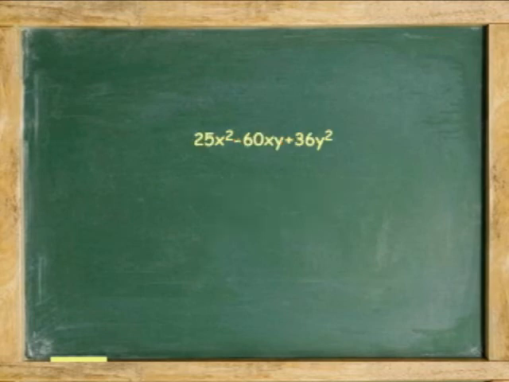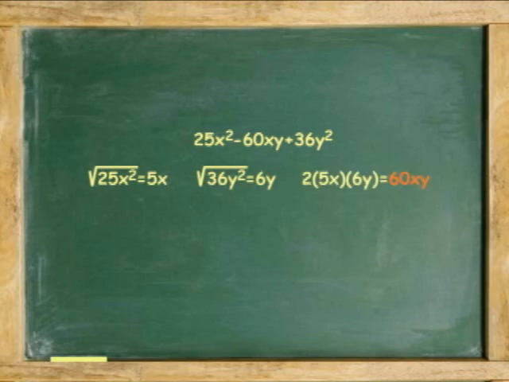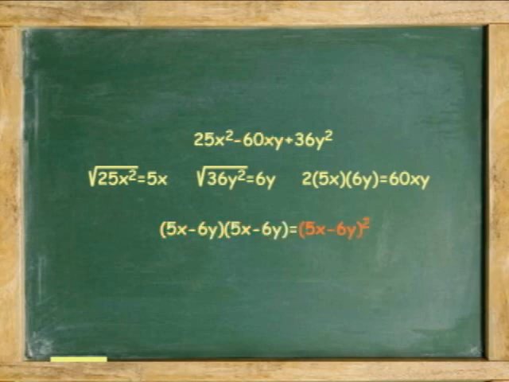Another example, factor 25x squared minus 60xy plus 36y squared. First term, last term, middle term, 2 times 5x times 6y equals 60xy. Because the middle term of the original trinomial is subtraction, both binomials would be subtraction. Answer, 5x minus 6y times 5x minus 6y, or 5x minus 6y squared.